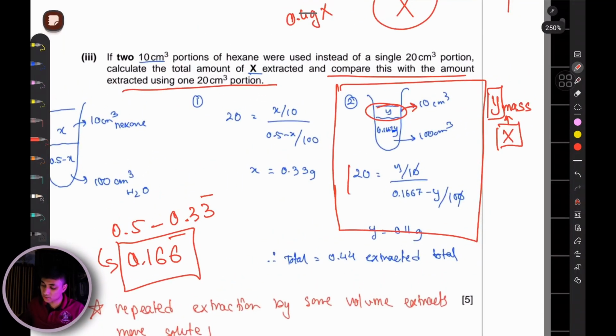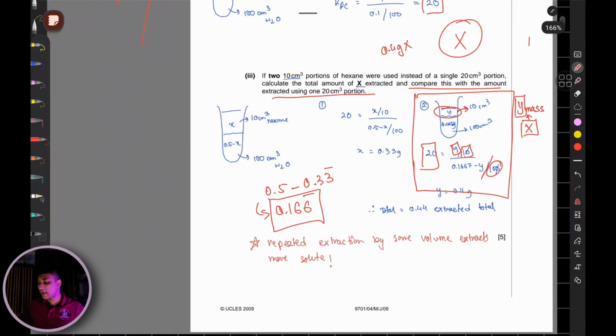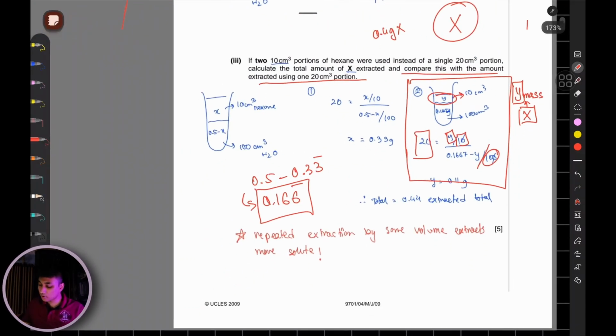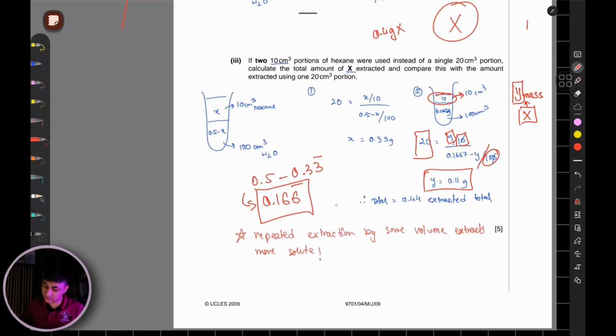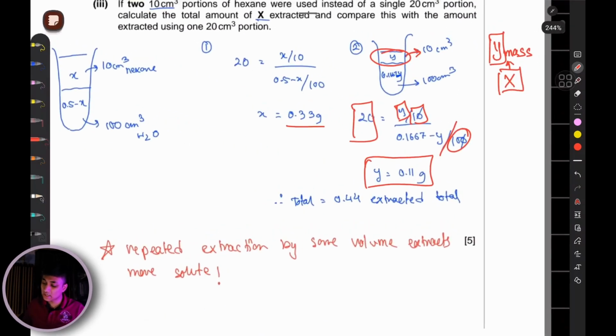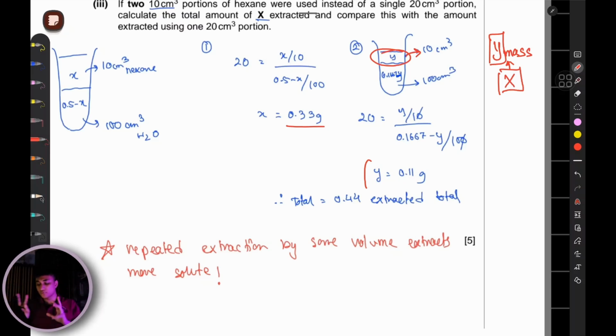So I'm going to form this equation as 20, that is the KPC, equals Y mass extracted into the 10 cm cube of hexane, and I'm going to be left with 0.1667 minus Y divided by 100 cm cube of water. Now solve for Y and see what is the amount of solute X being extracted in the new process. In the previous process, we saw 0.33 grams. And now when I solve for this, I'm going to get Y to be 0.11 grams. Great. So now add both of those up. That is 0.33 in the previous case and 0.11 in the new case, and it's going to be 0.44.